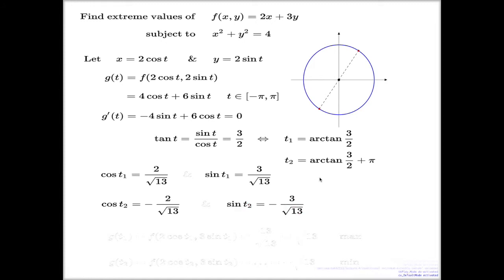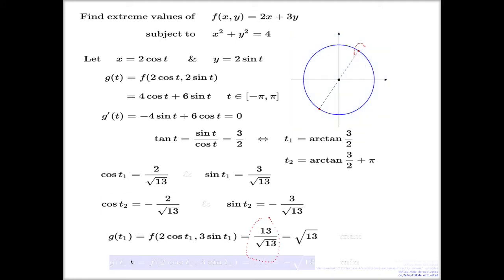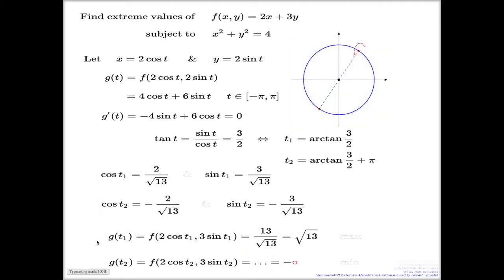And we're done. Now I have to compare the values of my g in these 2 points, which if you reflect back in terms of f, you have to compare. So here's my comparison: g of t1, which is f of 2 cos t1, 3 sine t1, and that is the value of my function at this point, and that's the value of my function at the second point. This is the max, this is the min. Would you agree with that? Based on your first year experience, would you agree with this?